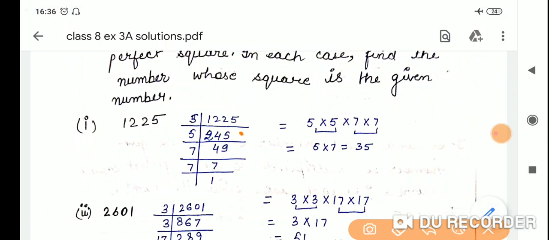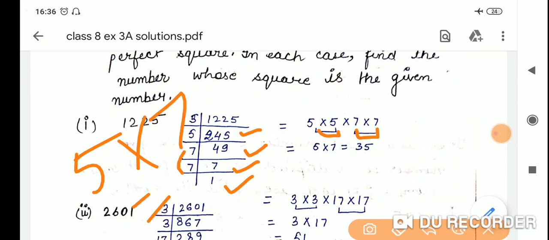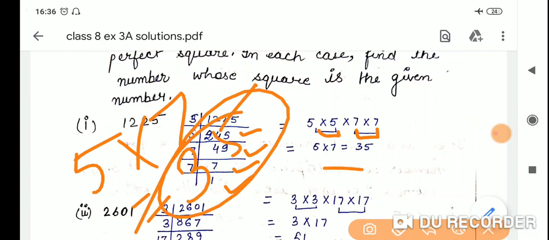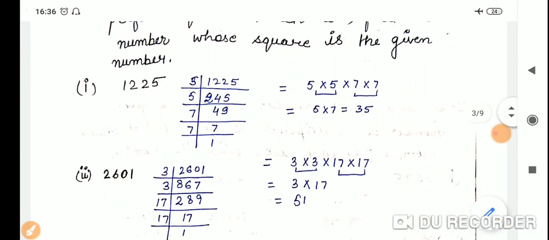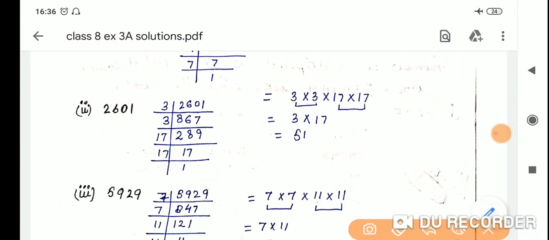So 5 से गया 245 times, then again by 5 49 times, then 7 से गया 7 times and 7 से 1 time. So 5 का pair मिला and 7 का pair मिला, so 5 into 7 is equal to 35. So ultimately 1225 is the square of 35. So 35 is the answer. Clear? Now second, 2601.